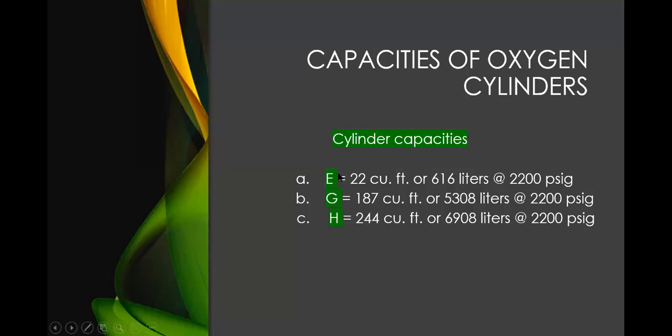The capacities, you notice here. Even though the E cylinder, the G cylinder, and the H cylinder are all different sizes, they still have a pressure of what? 2200 PSI. 2200 PSI or PSIG, that's the same thing.